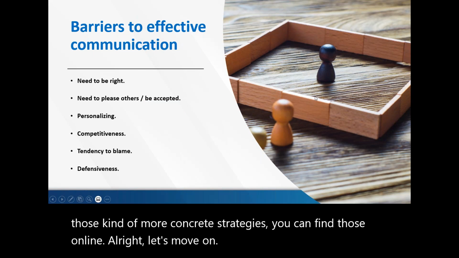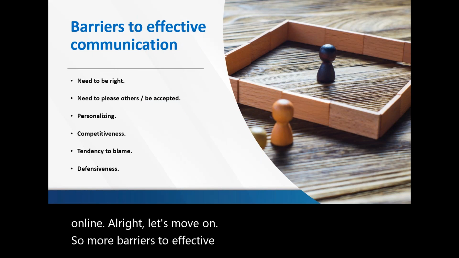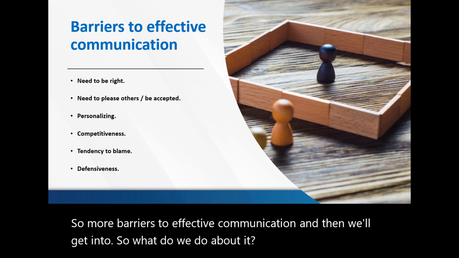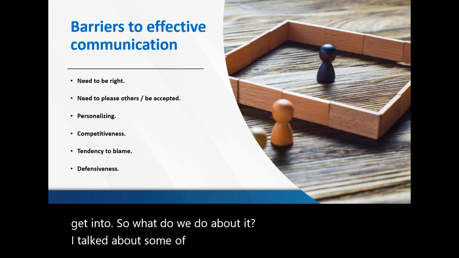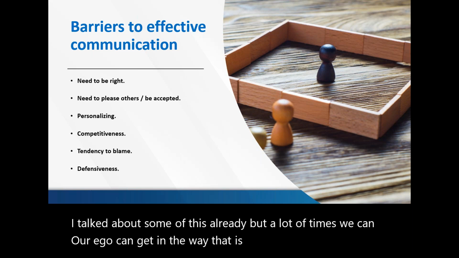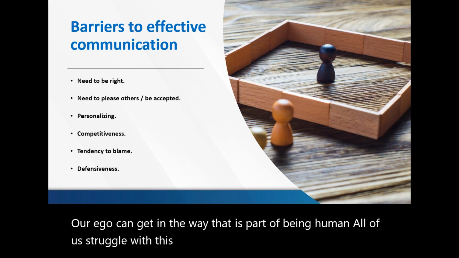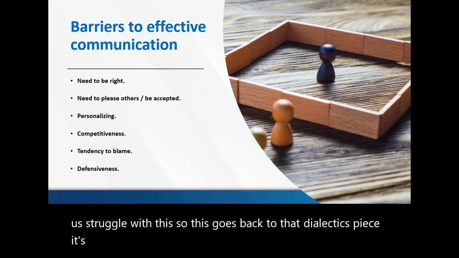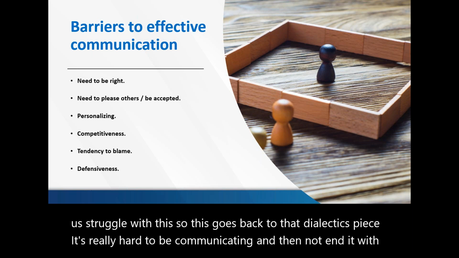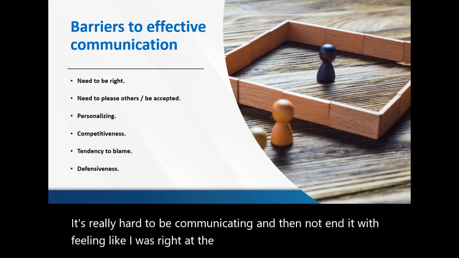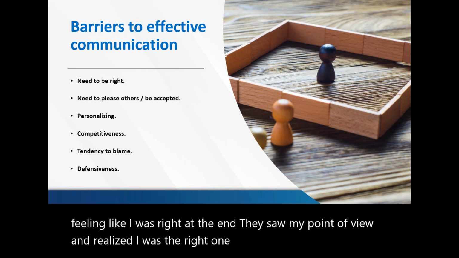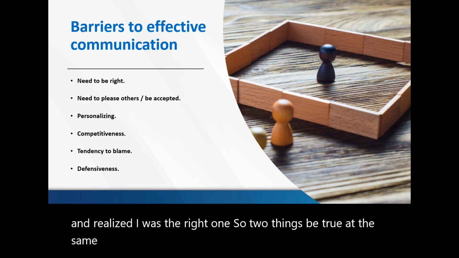All right, let's move on. So more barriers to effective communication, and then we'll get into, so what do we do about it? I talked about some of this already, but a lot of times our ego can get in the way. That is part of being human. All of us struggle with this. So this goes back to that dialectics piece. It's really hard to be communicating and then not end it with feeling like, I was right at the end. They saw my point of view and realized I was the right one. So two things can be true at the same time.